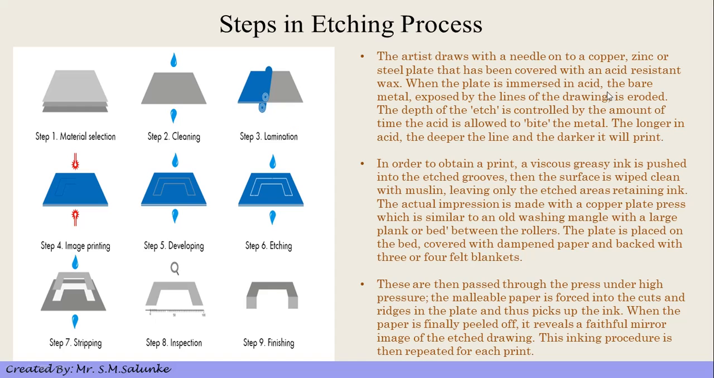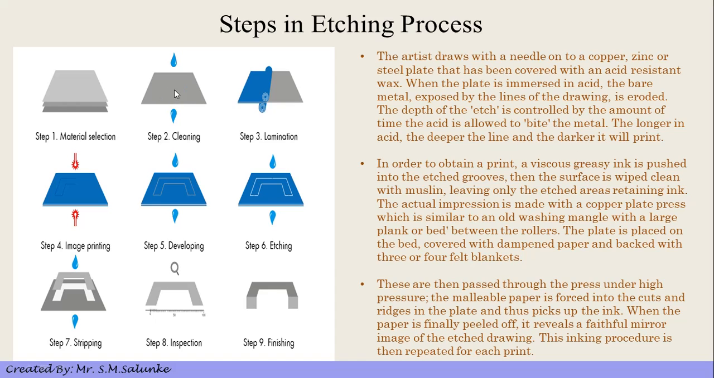When the plate is immersed in acid, the bare metal, that is the metal exposed by the line of drawing, is eroded. The depth of each line is controlled by the amount of time the acid is allowed to bite the material. The longer the acid, the deeper the line or darkness it will print.